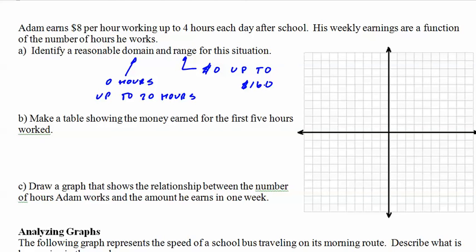So make a table showing the money he earned for the first 5 hours worked. I guess I'll go with the build table.